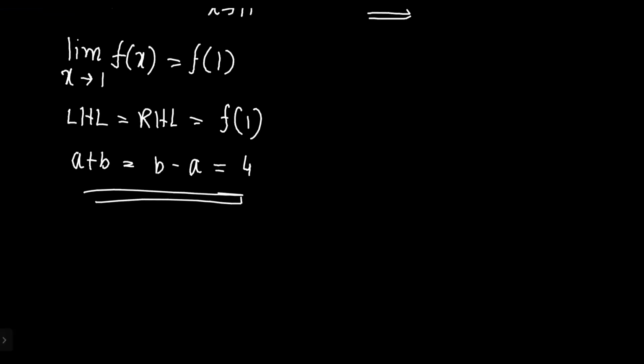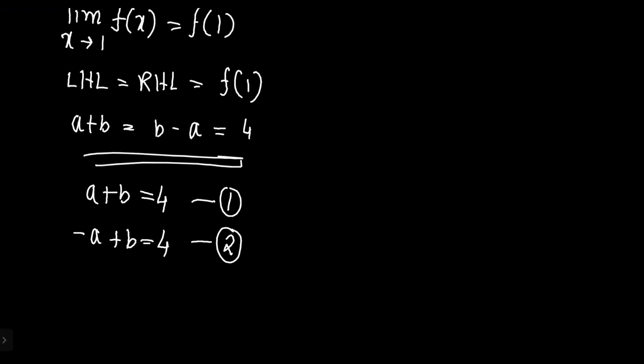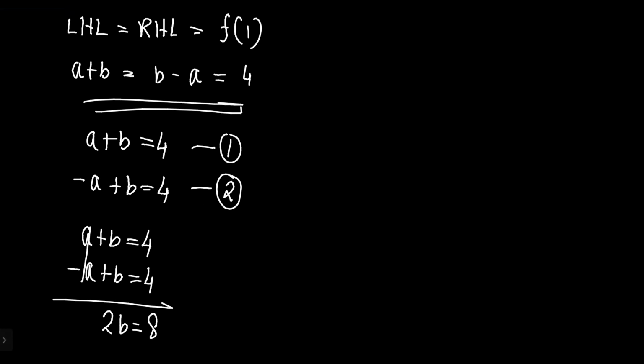Okay, so now we have got two equations, that is a plus b equal to 4, this is one equation, and we have got minus a plus b equal to 4, this is the second equation. From this we have to find a and b. We have to find the possible values of a and b. Now we will solve these two equations, a plus b equal to 4 and minus a plus b equal to 4. So here you can see a cancels, so 2b equal to 8. If 2b is equal to 8, then b equals 4.